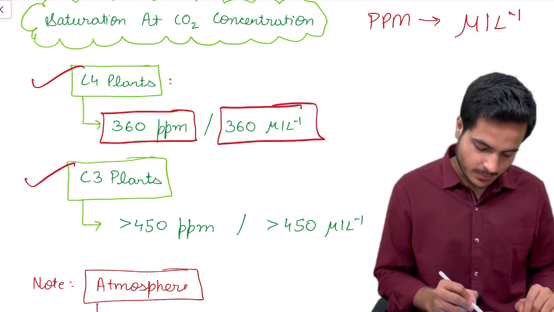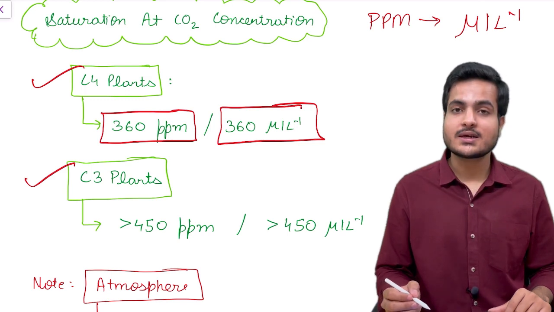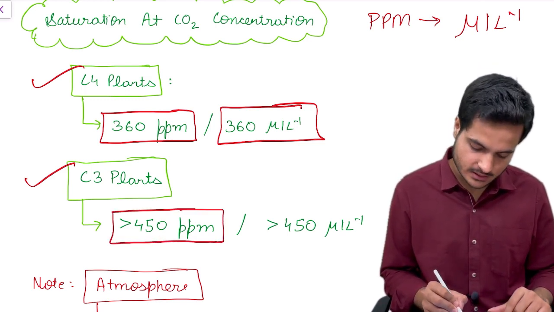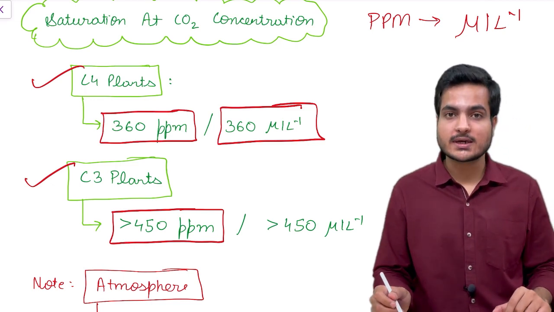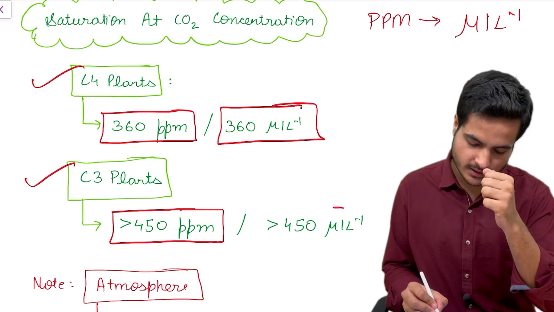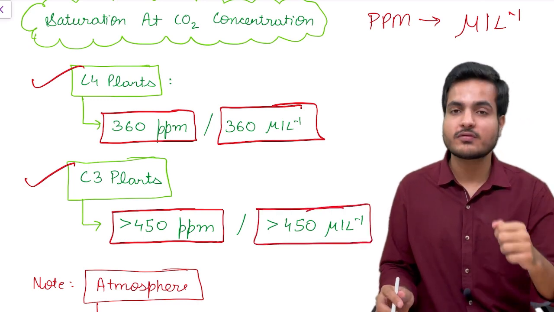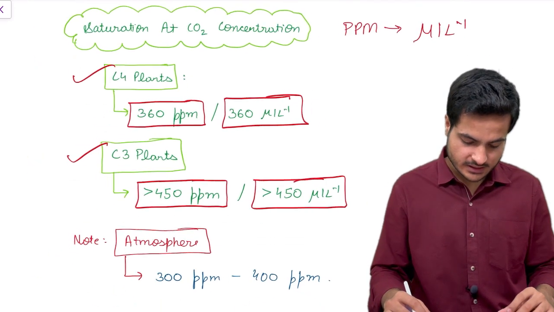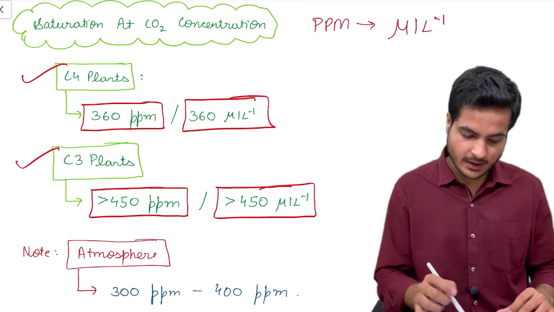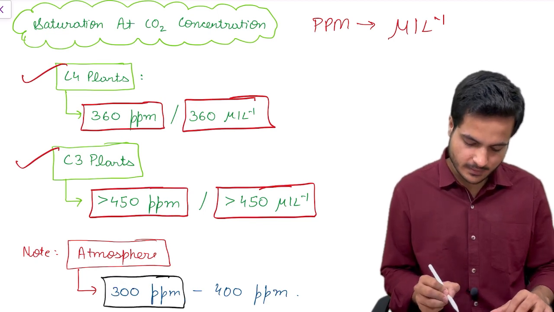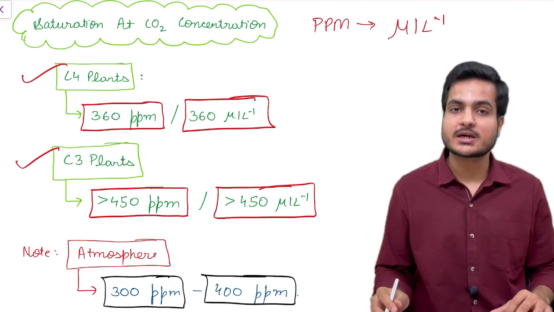And in C3 plants, you could see that the carbon dioxide concentration saturation is much higher than in C4 plants. Therefore, they will be saturated at a concentration beyond 450 parts per million, or that could be written as more than 450 microliter per liter. But friends, the amount of carbon dioxide present in our atmosphere ranges between 300 parts per million to 400 parts per million.